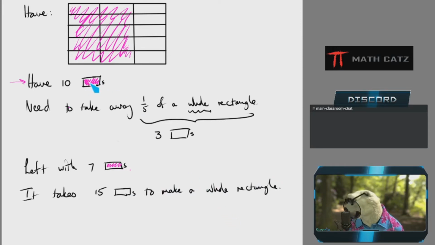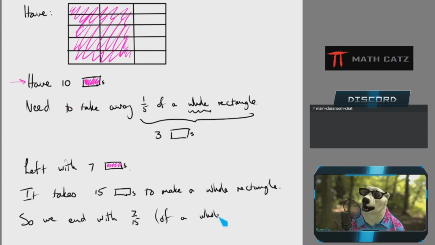So take note of when the pieces are colored, when the piece is not colored. All of that helps me. It takes 15 pieces to make a whole rectangle. We have 7, so let's say we end with 7 15ths of a whole, of course.